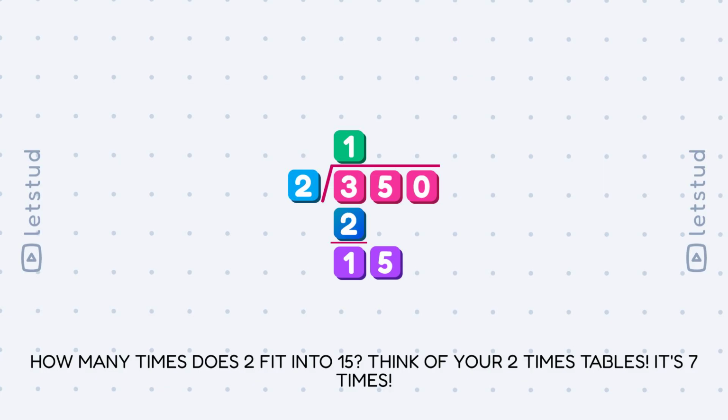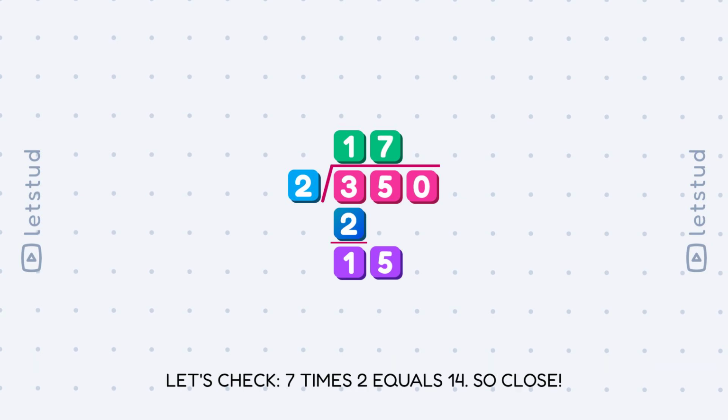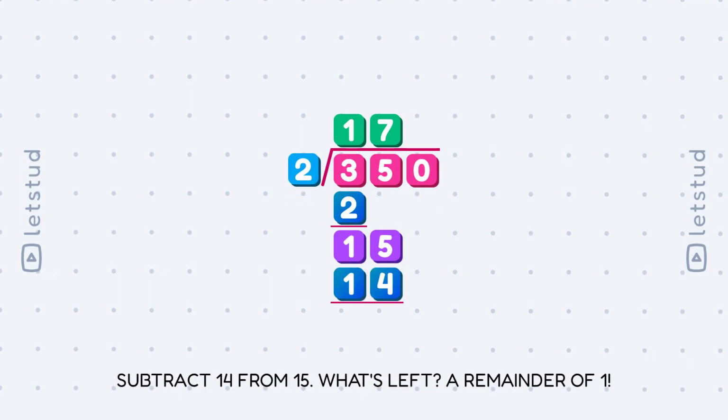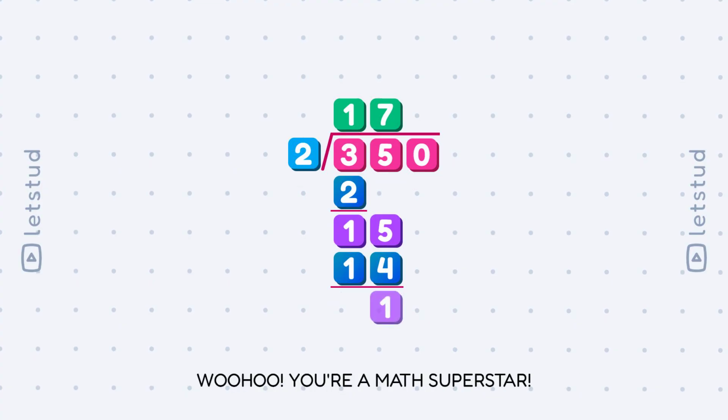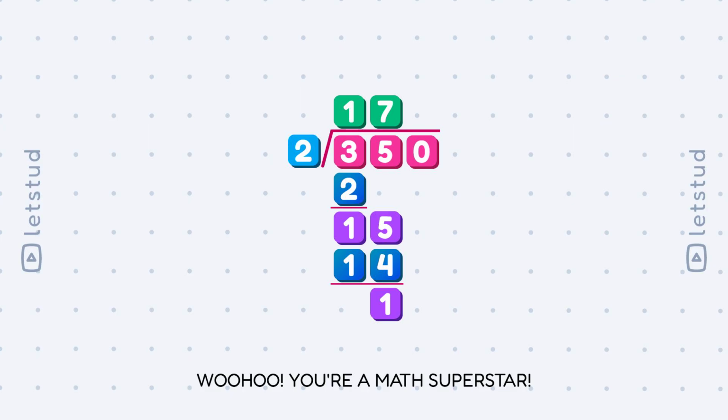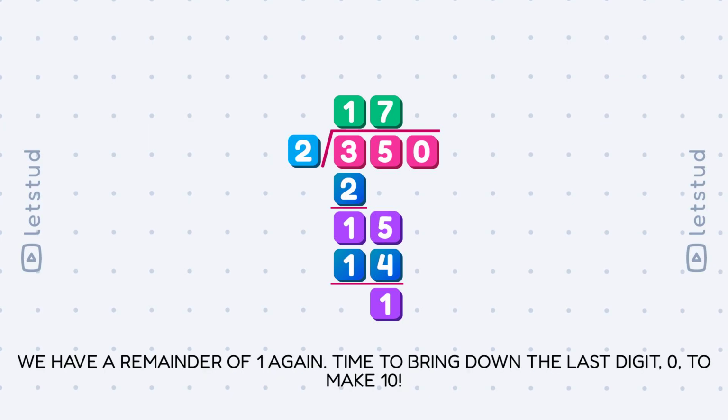How many times does 2 fit into 15? Think of your 2 times tables. It's 7 times. Let's check. 7 times 2 equals 14. So close. Subtract 14 from 15. What's left? A remainder of 1. Woohoo, you're a math superstar. We have a remainder of 1 again.